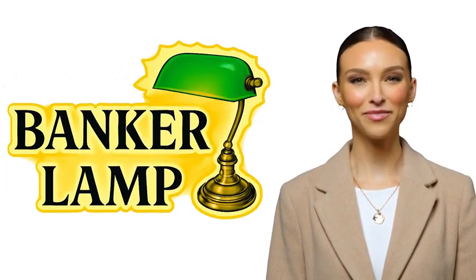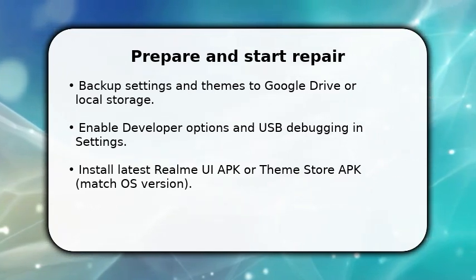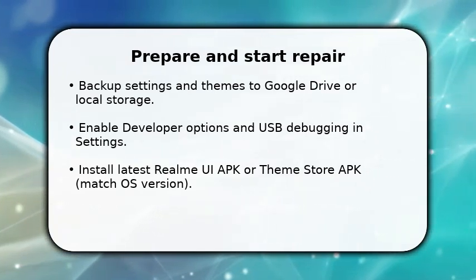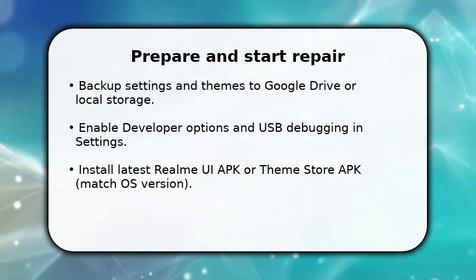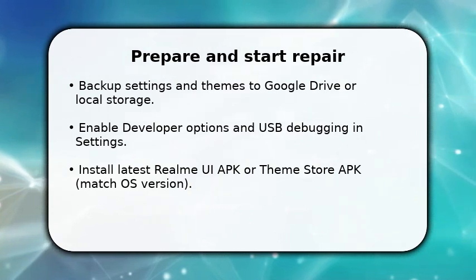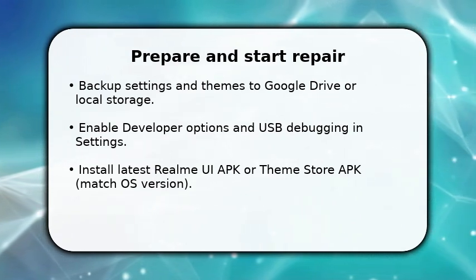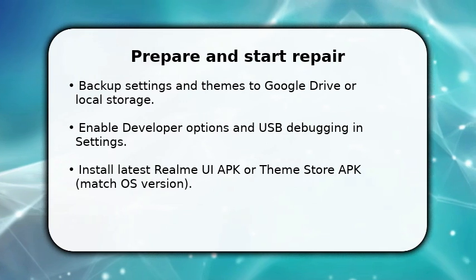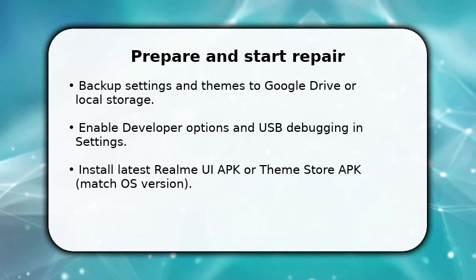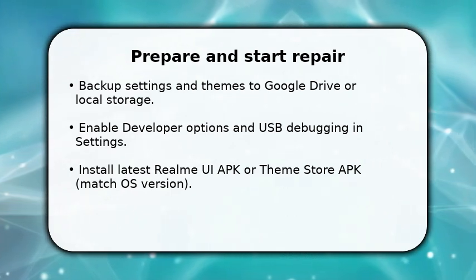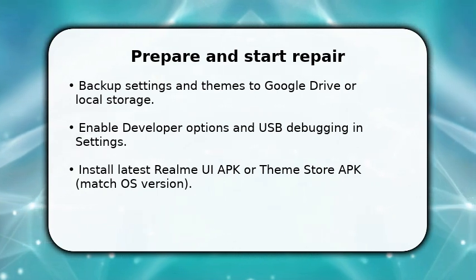Please enjoy the video. You begin by confirming backups and matching files. This prevents data loss. Once done, enable developer options and turn on USB debugging so you can sideload safely. Next, download the exact theme store or Realme UI APK that matches your OS build. Mismatched versions cause signature errors. Make sure storage has 20% free space and battery is above 50%. These steps let you start the fix without interruptions and create a reversible state if something goes wrong.